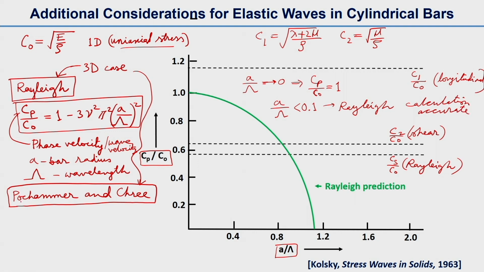Now we will see the second case, Pochhammer and Tree calculations. We have not included any equation, but we will plot it here. So the plot will look something like this. I am just smoothing this curve, the same curve. So it will look something like this.